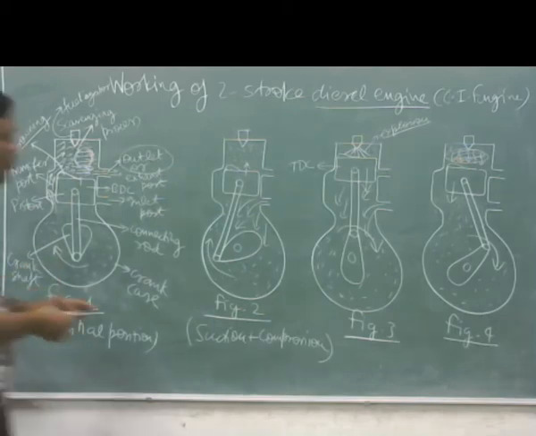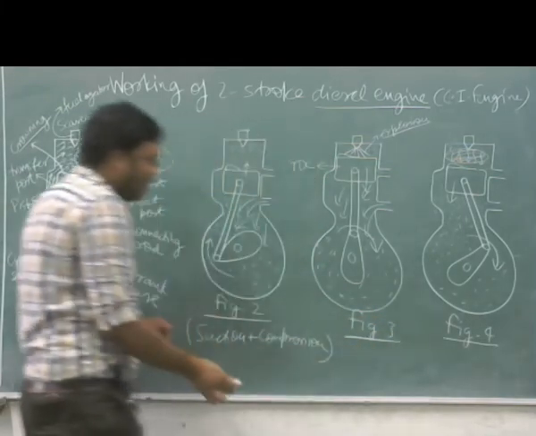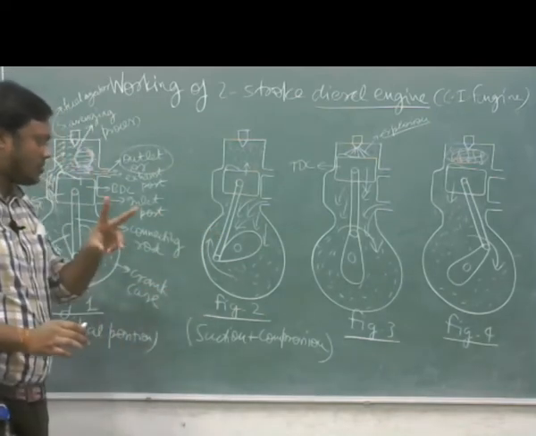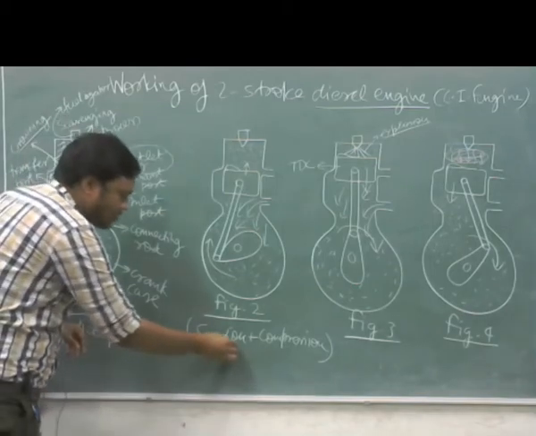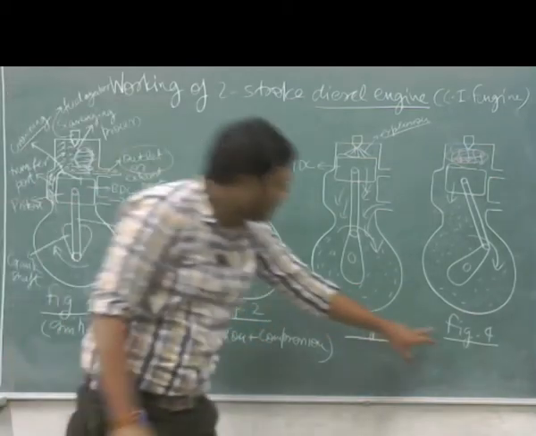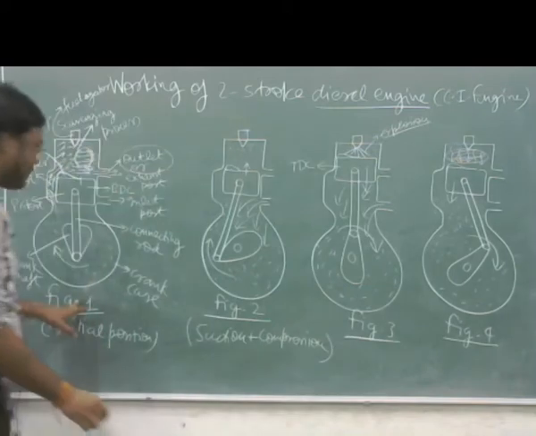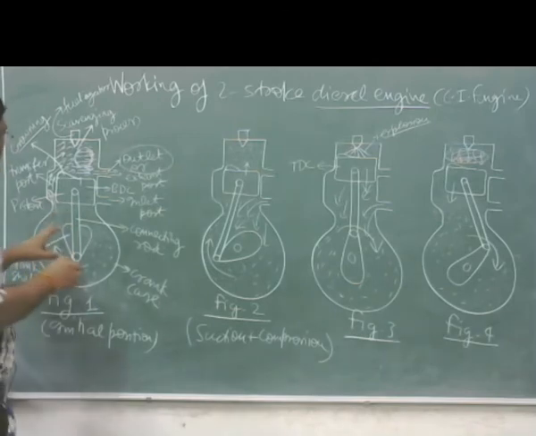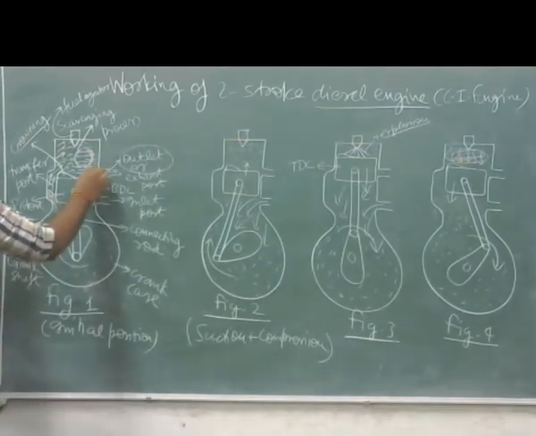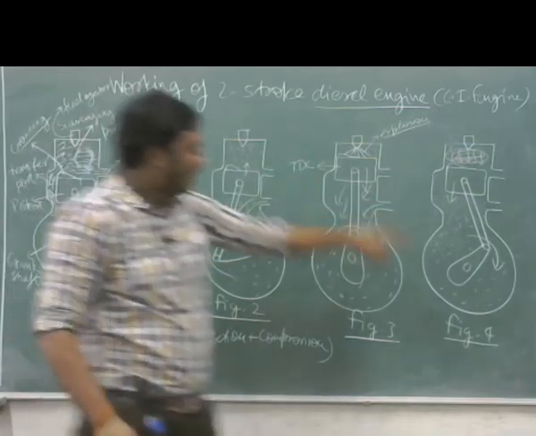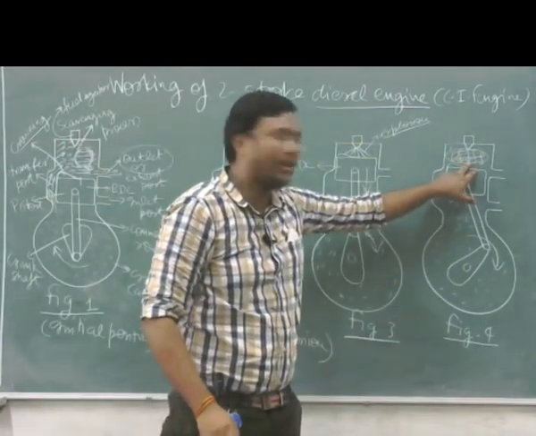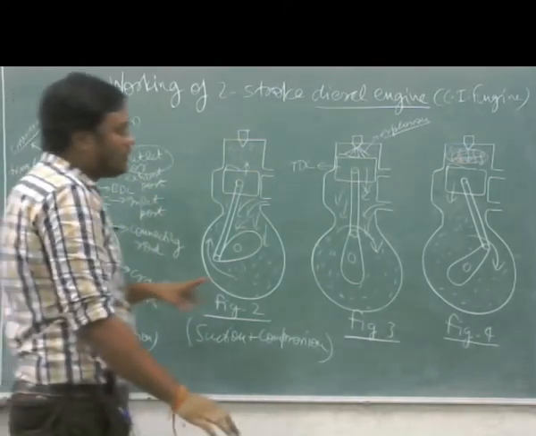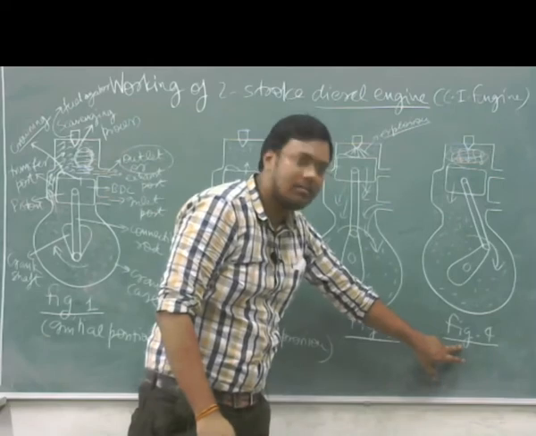So here in figure 4 we can see that, as in figure 2 we have seen that two strokes are happening together, suction stroke and compression stroke, so in figure 4 and in figure 1 we can see that here also two strokes are happening together. In figure 4 expansion is taking place. And after that the exhaust process takes place. So both these strokes take place in this diagram.